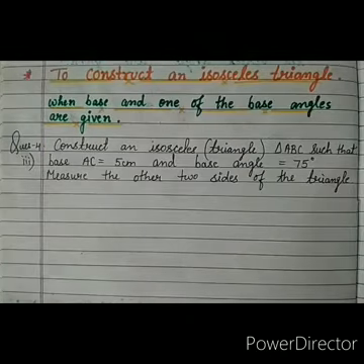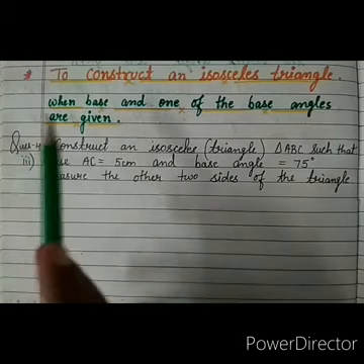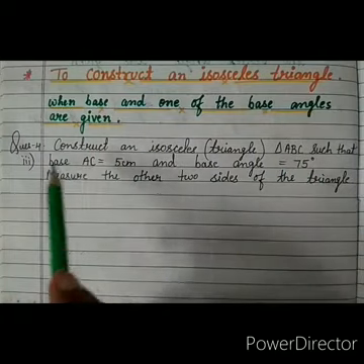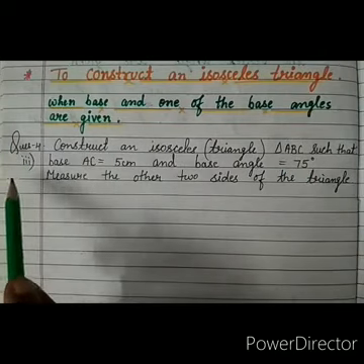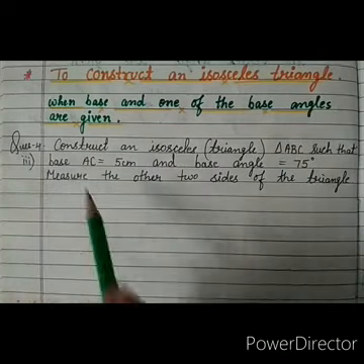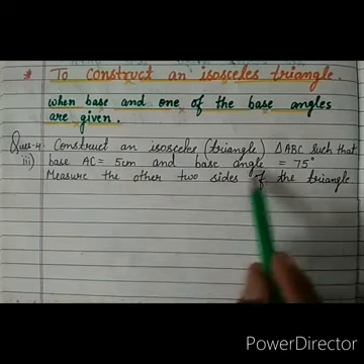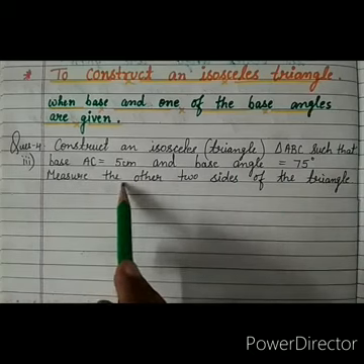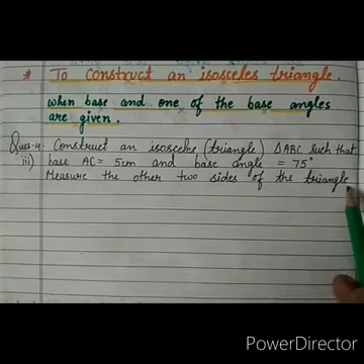Now in the next topic, we have to construct an isosceles triangle. For that we have two methods. In the first method, we construct an isosceles triangle when base and one of the base angles are given. So here is question number 4, third part. We have to construct an isosceles triangle ABC such that base AC is 5 cm and base angle is 75 degree. And further, we have to measure the other two sides of the triangle.